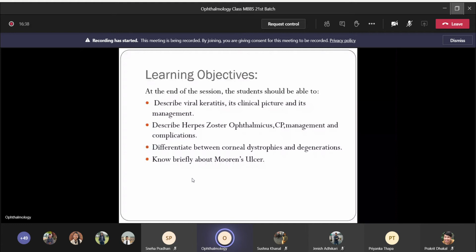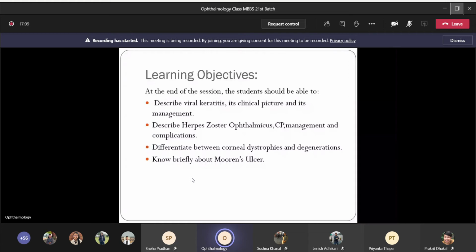So at the end of this session, you should be able to describe viral keratitis, its clinical picture, and its management. Okay, so we have already talked about bacterial and fungal keratitis. So today the session will be on viral keratitis, its clinical picture and its management. Okay, how is viral different from bacterial and fungal? How do you differentiate it? Okay, by means of its clinical presentation.